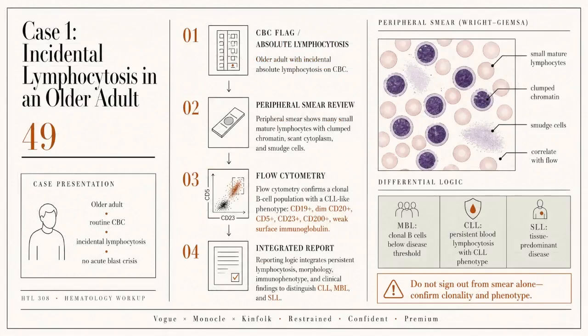As we begin our detailed exploration of Case 1, we focus on an older adult patient who presents with incidental lymphocytosis, a finding that often prompts a complex diagnostic workup in the clinical laboratory and pathology setting. This case exemplifies the critical integration of morphology, immunophenotyping, and clinical data that is essential for accurate diagnosis of mature lymphoid neoplasms, particularly chronic lymphocytic leukemia, or CLL. Understanding this process is foundational for histotechnology professionals as it directly impacts specimen handling, staining quality, and downstream ancillary testing.